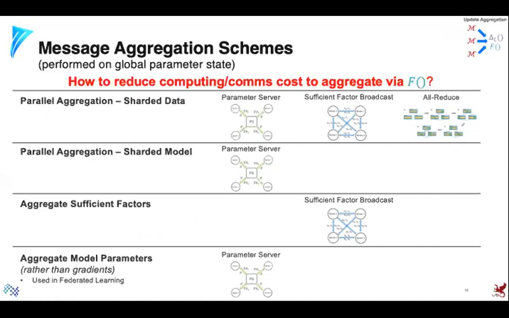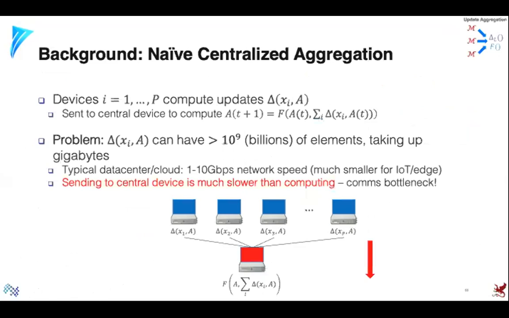This is really interesting because now the different system artifacts tend to be a one-to-one matching for different aggregation schemes. For example, parameter servers are almost always exclusively associated with a sharded model aggregation scheme. Sufficient vector broadcast is associated with the aggregation of sufficient vector scheme, which we'll talk a little bit about. First, let's open with a little bit of background.